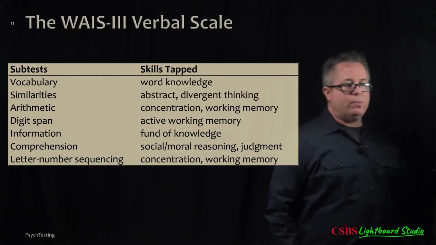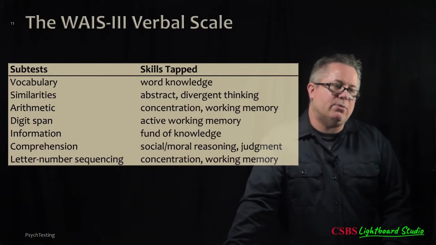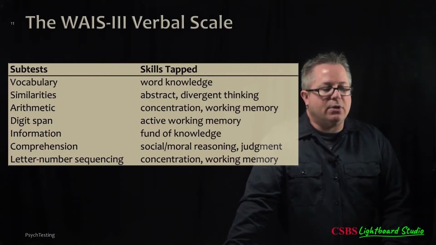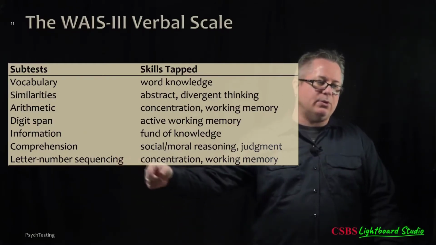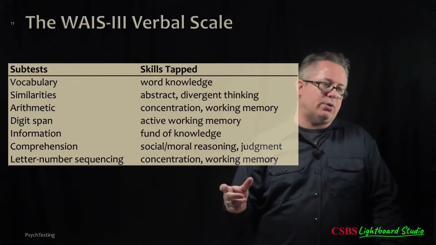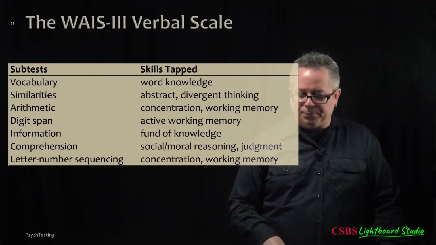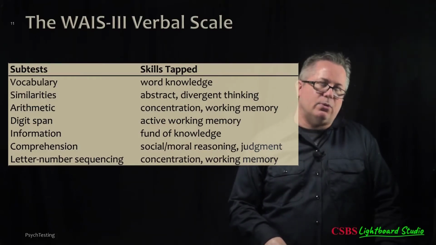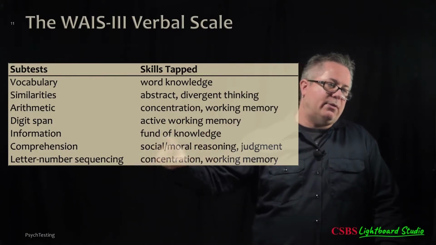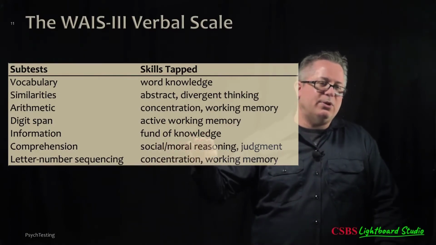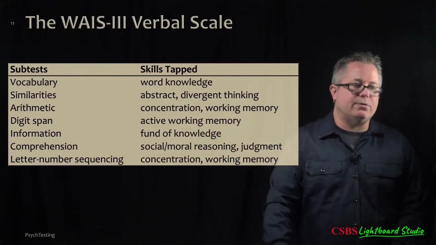So this is the WAIS, the Adult Intelligence Verbal Scale. There are subtests for vocabulary, similarities, arithmetic, digit span, information, comprehension, and letter-number sequencing. So this is sort of what it taps into. Letter-number sequencing taps into concentration and working memory. Information really taps into knowledge, which, when you think about the original Stanford-Binet test, you're looking at, okay, what does your average 10-year-old know, and do you know that much? This really gets back at the original idea of what do you know at different ages, and that gets into the sort of wealth or fund of knowledge.